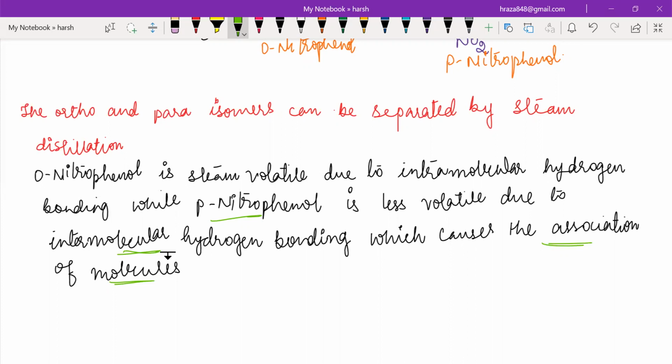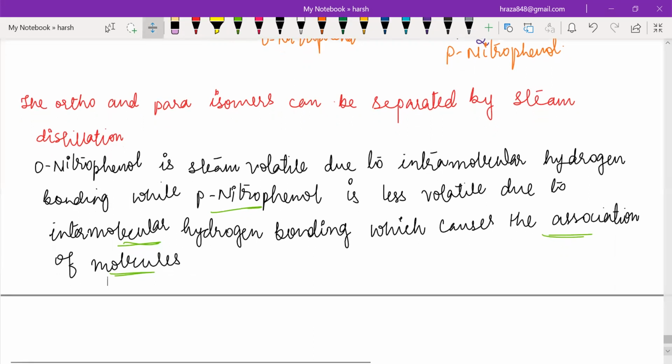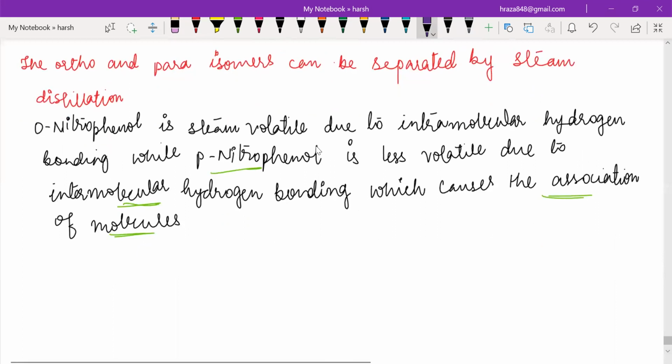Sir, I don't know the definition of both of them correctly, sir. See, intra is basically inside the molecule. So see, this is O-nitrophenol.